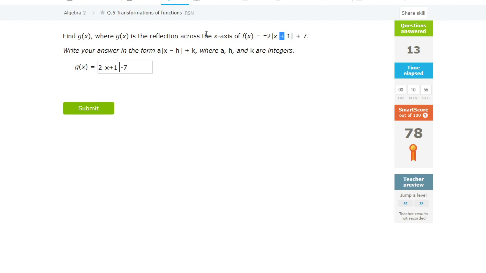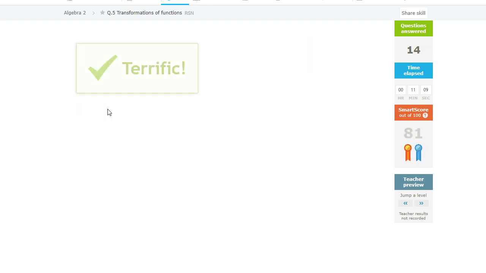Okay, no. When you reflect across the x-axis, the negative goes in front of the function, so multiply everything. So his sign will change, and his sign will change. You leave the inside alone, okay, don't touch the inside.